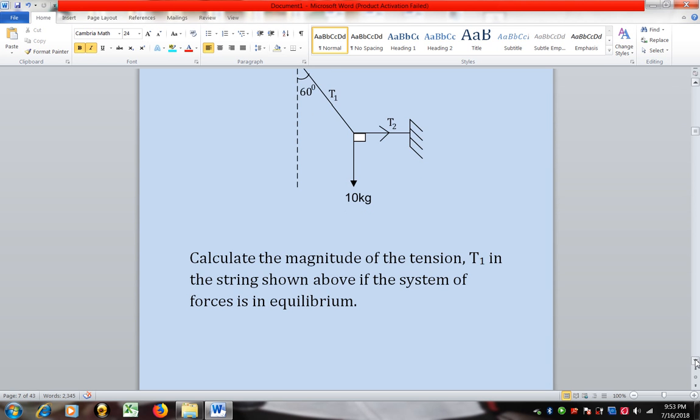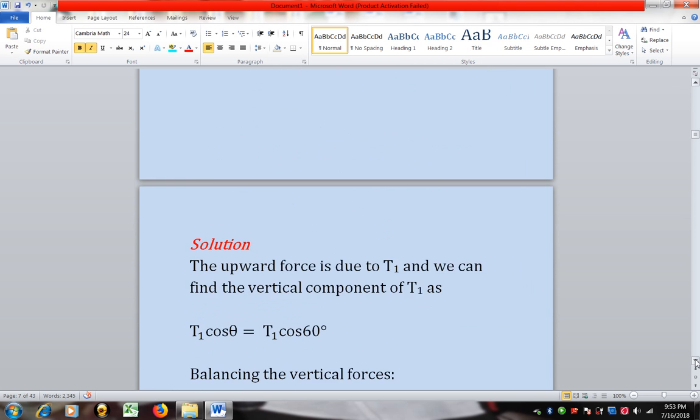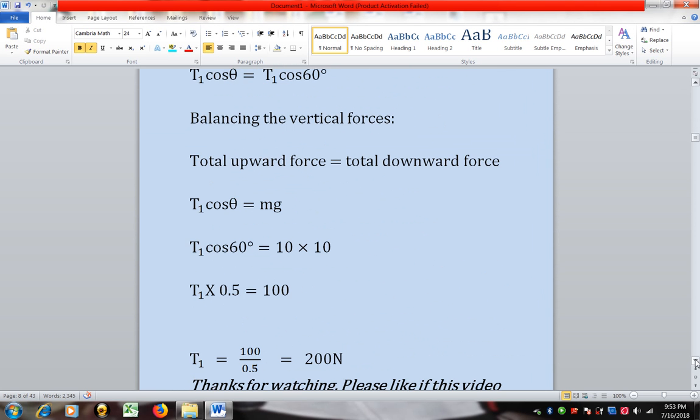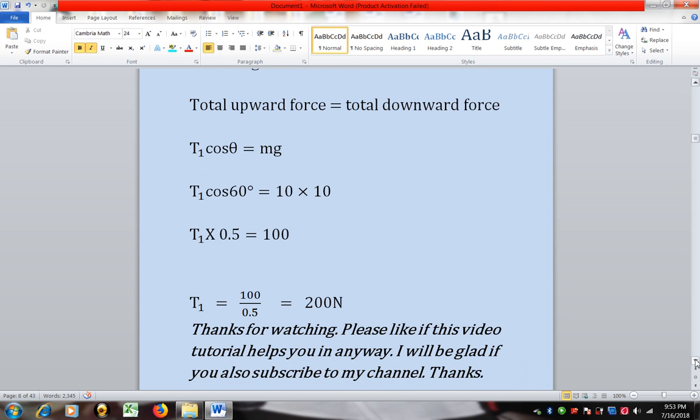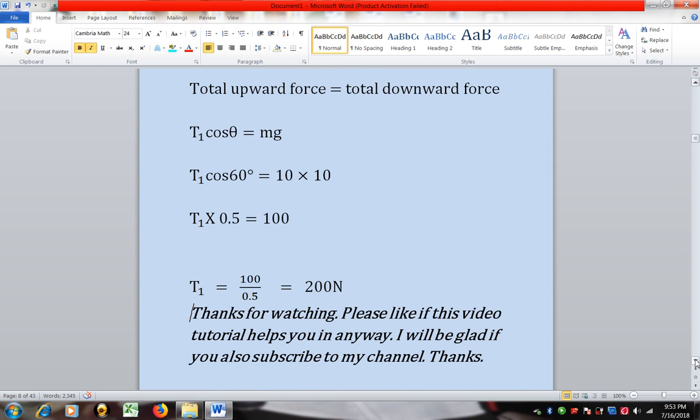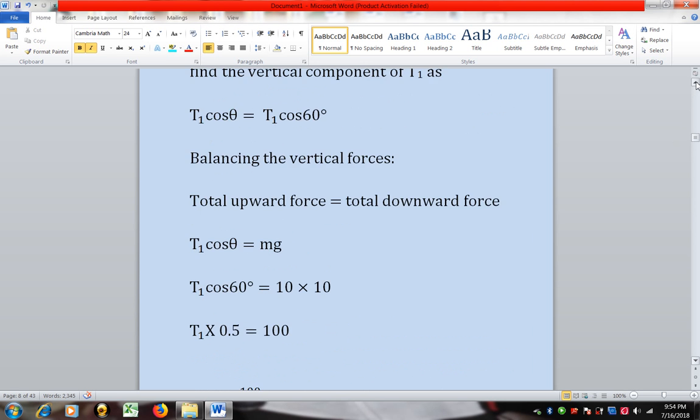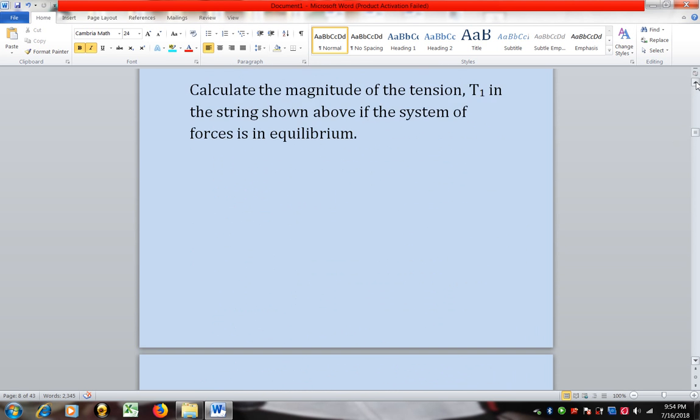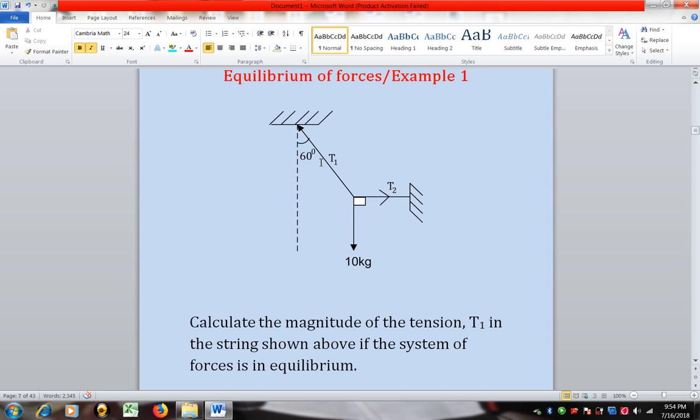Right, so that solves the problem, and I hope you understand and actually be able to solve any similar question like this. Again, the basic concepts applied in solving this problem is: one, we need to understand how to resolve this tension T1 vertically. That means we find T1 cos 60 degrees, not T1 sin 60 degrees, because this is a vertical. We need vertical component of T1.